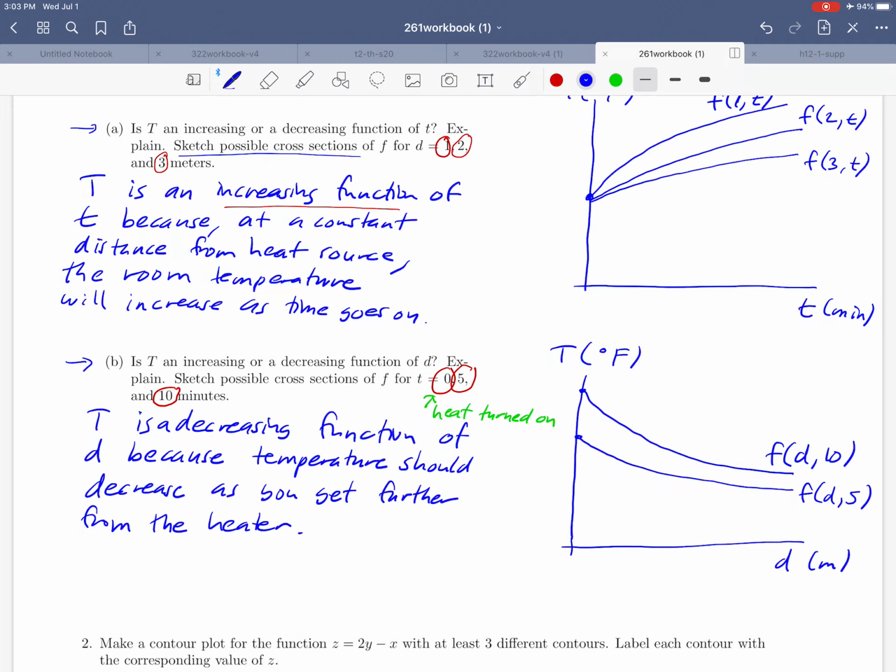Well, maybe a reasonable assumption would be to say that since the heater hasn't been on in this room, the whole room is going to be cold, and it's probably going to be equally cold, which means that the temperature actually shouldn't change. It's 0. It's going to stay constant, because if the heater hasn't been turned on, you're going to be equally cold everywhere in the room, no matter how far away you are from the heater. Okay, and I think that completes our analysis on this problem.